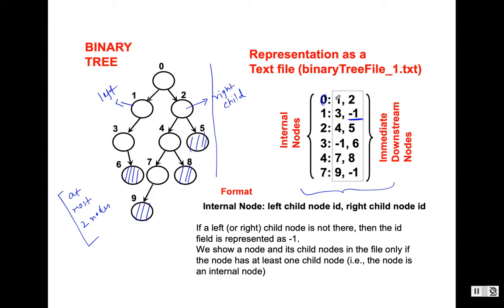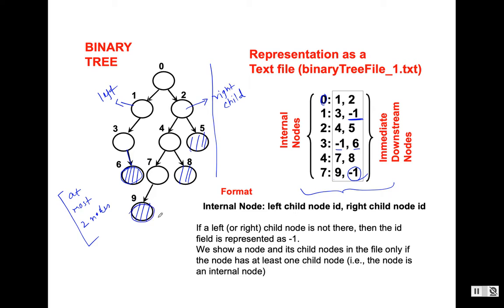Okay, so 0 has 1 and 2, two children. 1 has only a left child but no right child, so we can represent that with -1. -1 means no child. So node 2 has 4 and 5, one left child, one right child. Okay, so 3 has no left child, only a right child, so 6. So 4 has 7 and 8, and 7 has one left child, no right child.